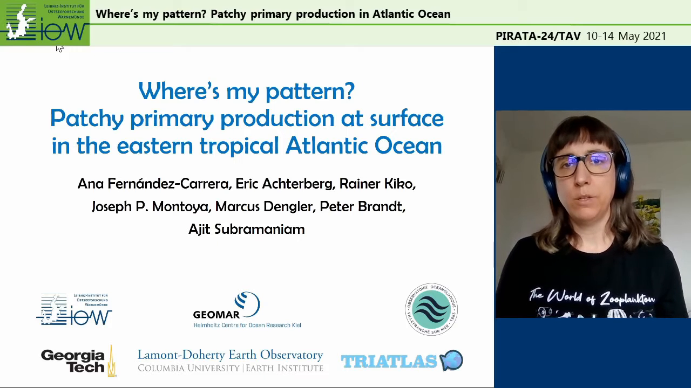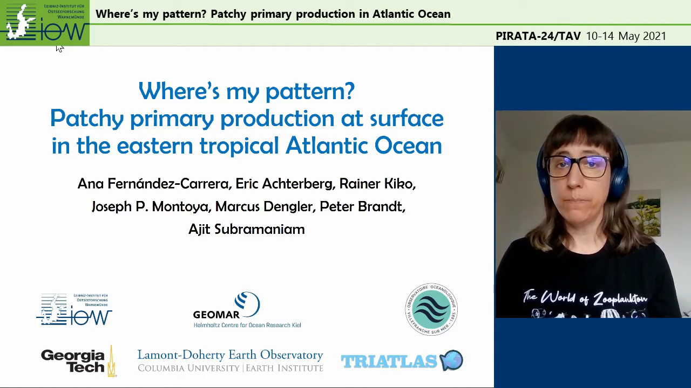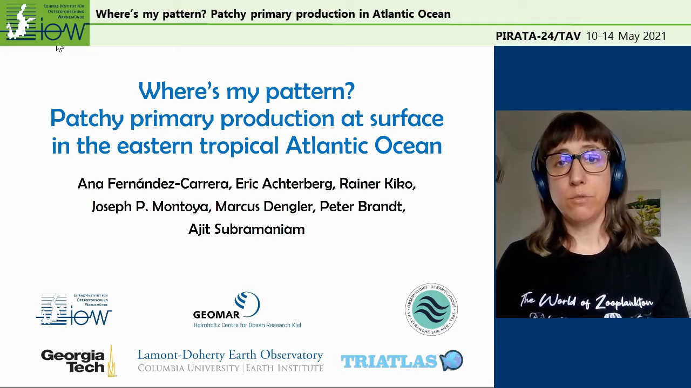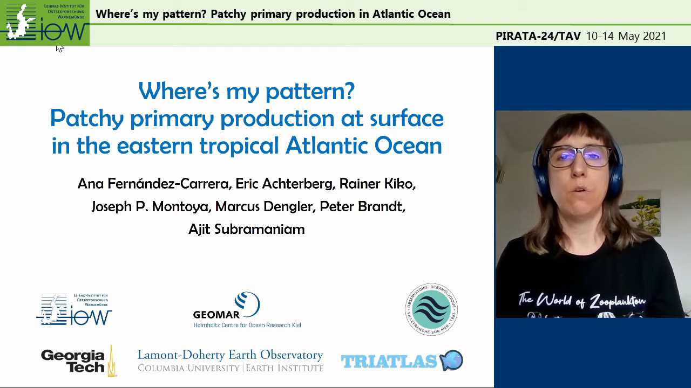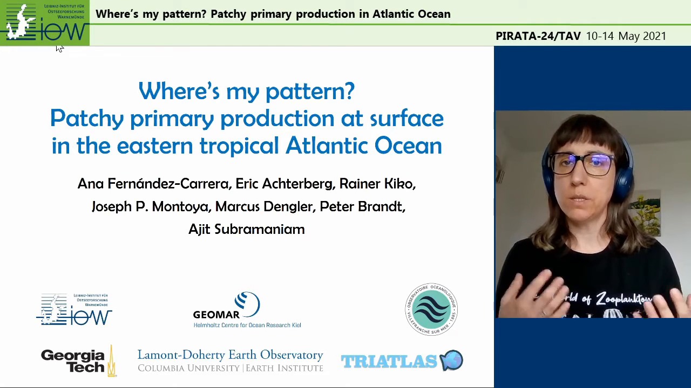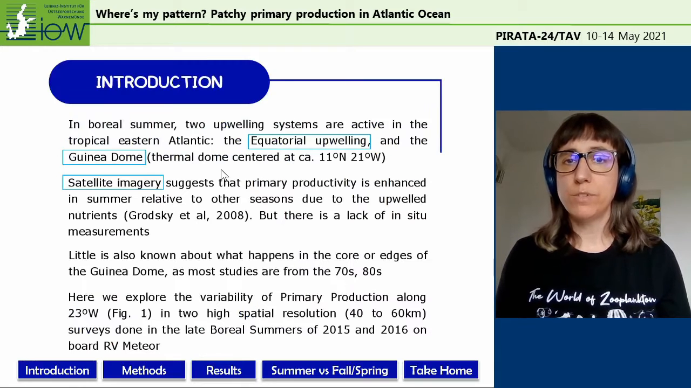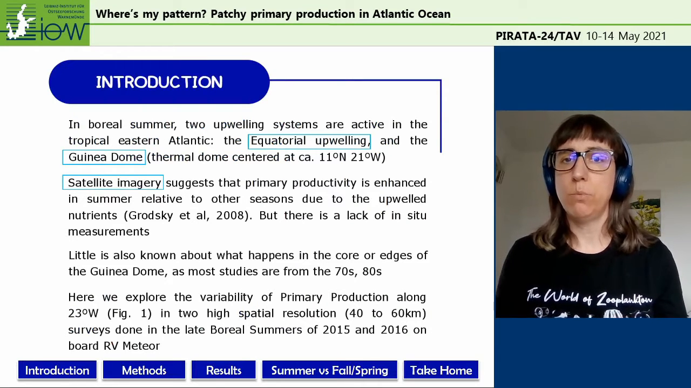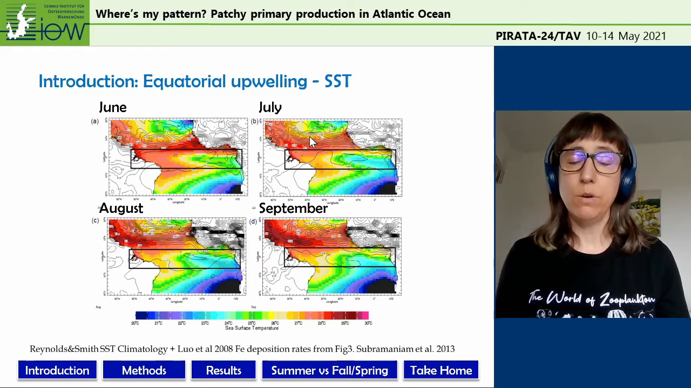Let's see how much primary production varies in the Eastern Tropical Atlantic Ocean in boreal summer, and how, when you increase your spatial resolution, you find that the system, or some of the systems, are more dynamic than we would expect in an open ocean system. So, in boreal summer, we know that there are two active upwelling systems in this region. One is the equatorial upwelling, that we know, of course.